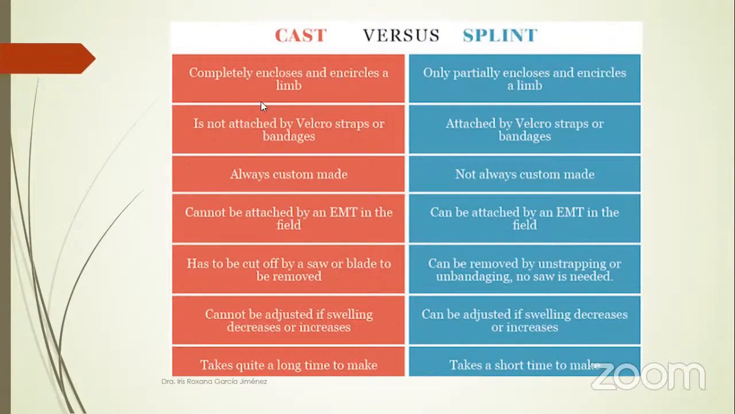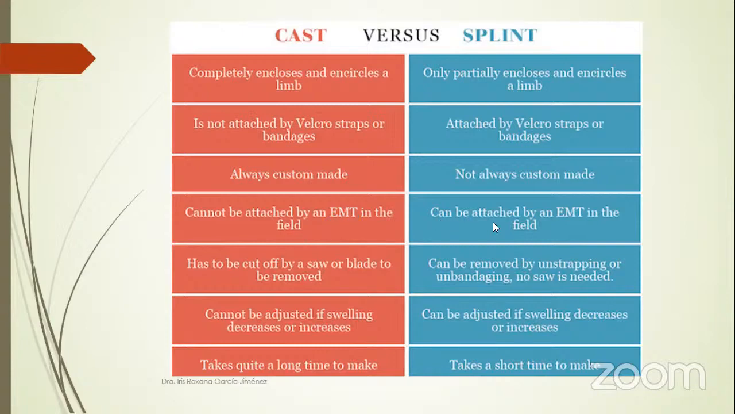Okay? A cast is not attached by Velcro straps or bandages. On the other hand, a splint is attached by Velcro straps or bandages. We can remove this, the cast, we cannot remove. A cast is always custom made. A splint is not always custom made. A cast cannot be applied by an EMT in the field, emergency medical technician.